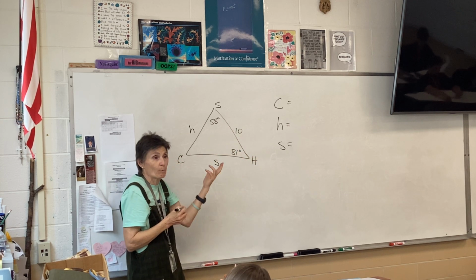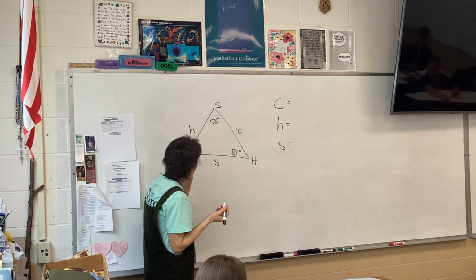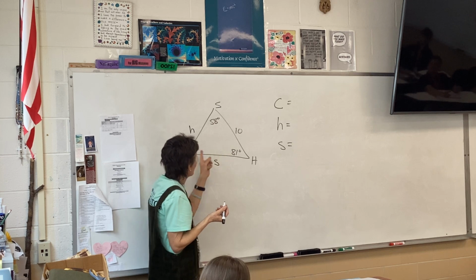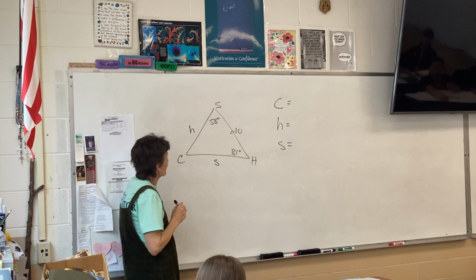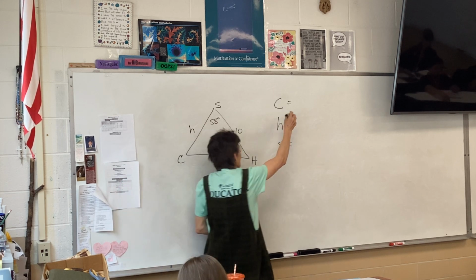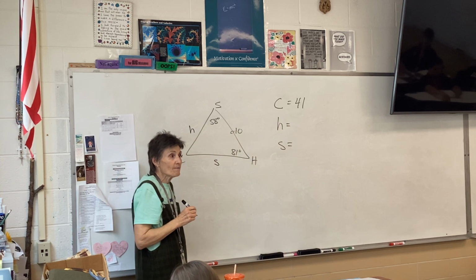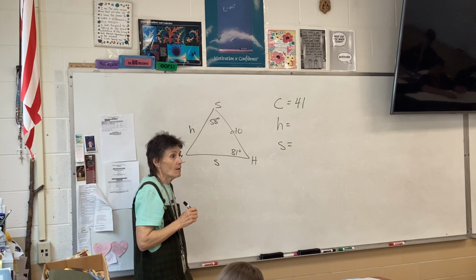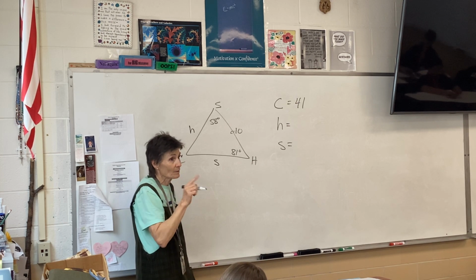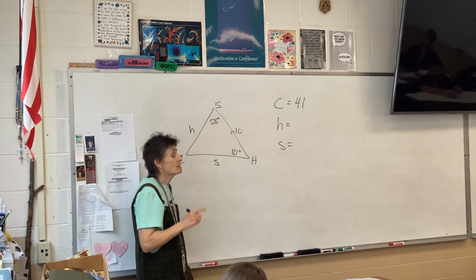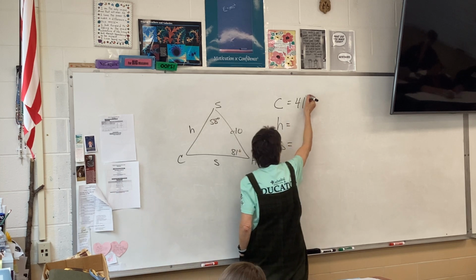Now, one of them is a no-brainer. We know angle C is 41. This is in degrees. If I had done this in radians, then it wouldn't be 180 minus those, it would be pi minus whatever. Pi is 180. This is in degrees, so 41 degrees.